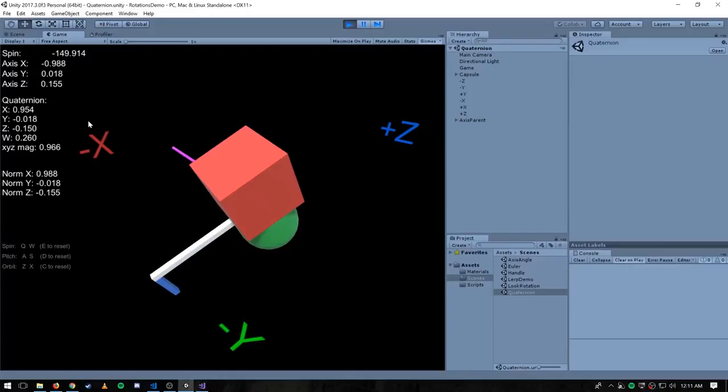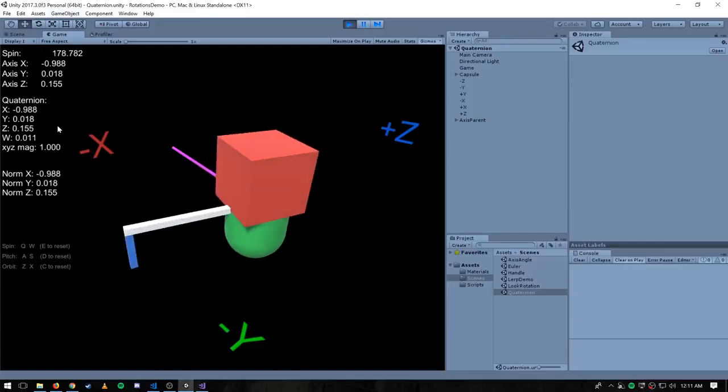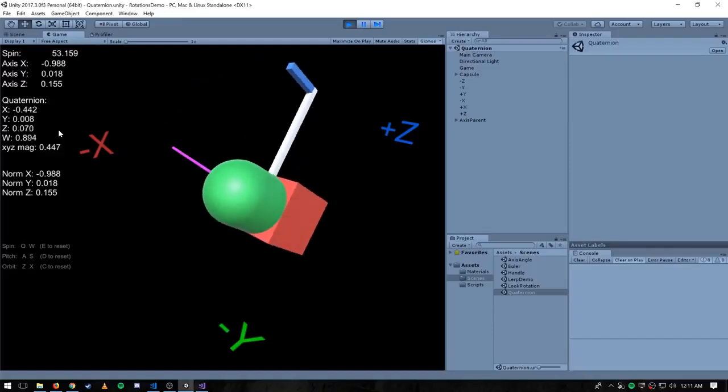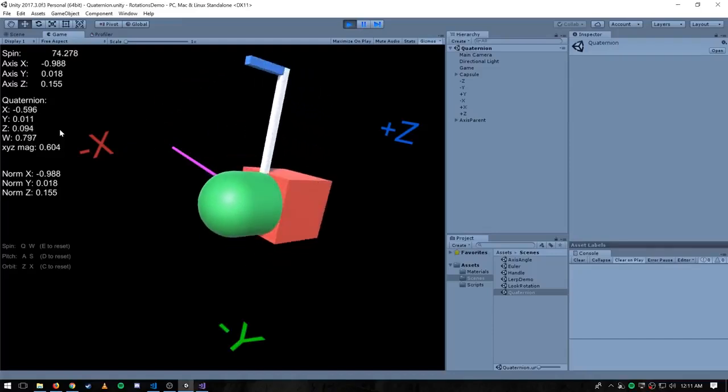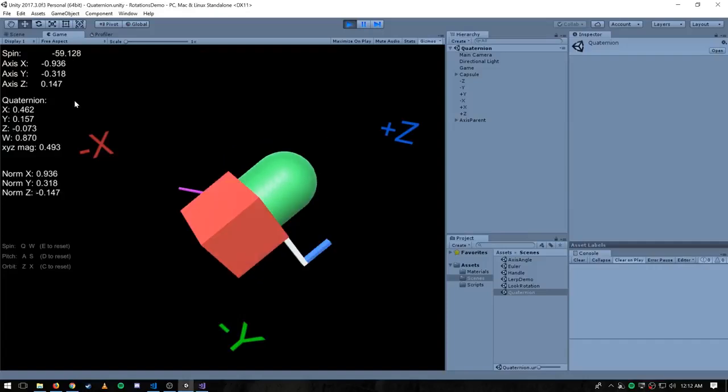X squared plus y squared plus z squared plus w squared all has to equal 1. And also here, as w changes, we want to still have xyz values that are a point along this vector. Thankfully, I don't have to do that math. Unity is doing it for me. But understand that's what's going on. And here I'm displaying the magnitude of this vector.